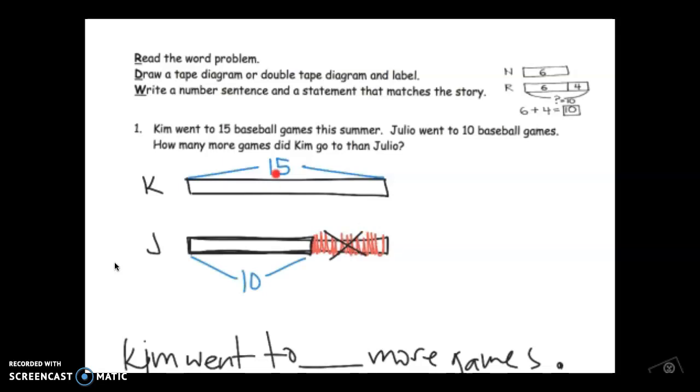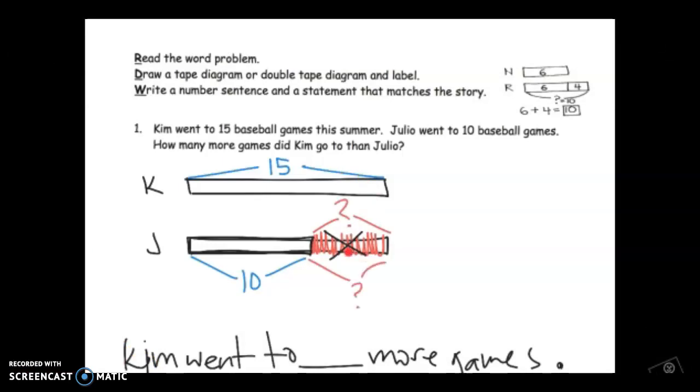We begin with the tape diagrams being the same deliberately because the act of modifying the tape diagram helps students understand the problem. Oh, Julio has a smaller number of baseball games, so his tape is going to be shorter than Kim's. Now the question says, how many more games did Kim go to than Julio? So the idea is we want to know, what is this distance right here? What is the length of that tape diagram?